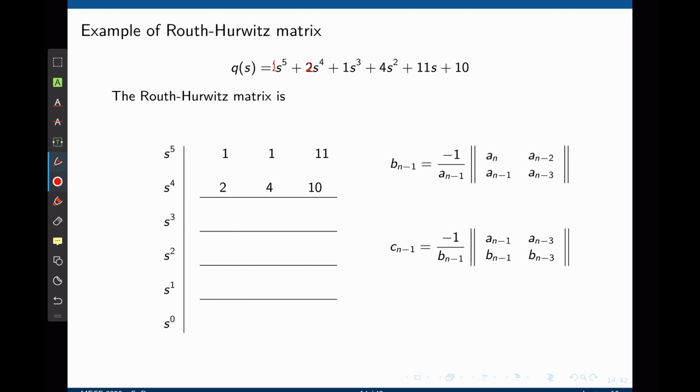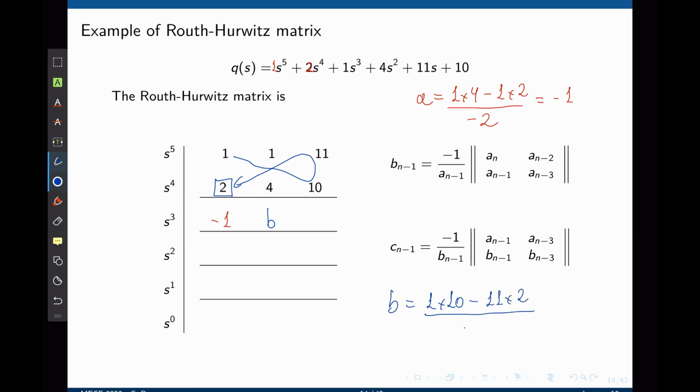And now we can populate the other cells in this matrix. Let's start with the element here. The element here will take this multiplication divided by the negative of this number. This is the pattern we identified in the previous slide. Let's call this element A. A will be 1 times 4 minus 1 times 2 divided by negative 2, which is negative 1. We can now look at B. B will now be the cross multiplication of these 4 elements, divided again by where it ends, negative 2. B is 1 times 10 minus 11 times 2 divided by negative 2.